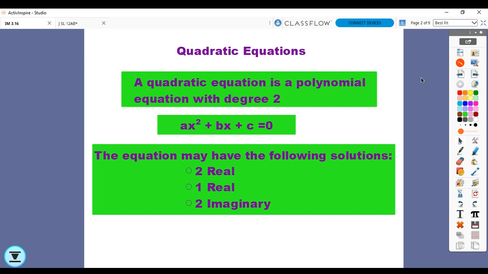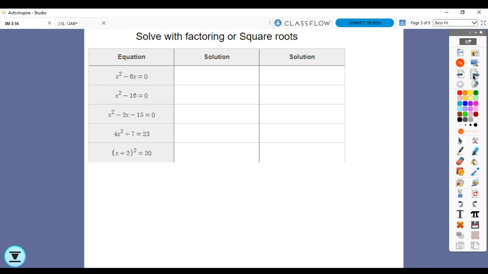So you should know a quadratic equation is just a polynomial with degree 2. That just means that your highest exponent is x squared. When there's an x squared in the equation, you might have two real solutions, one real solution, or two imaginary. And we'll look at all these options.